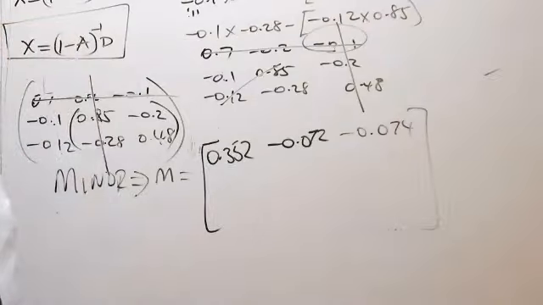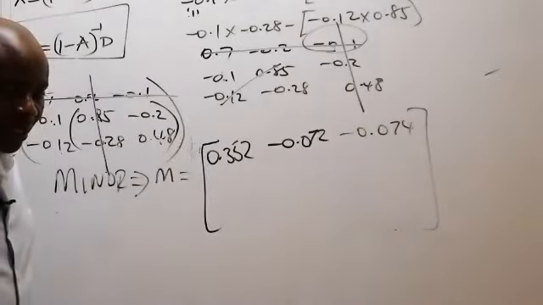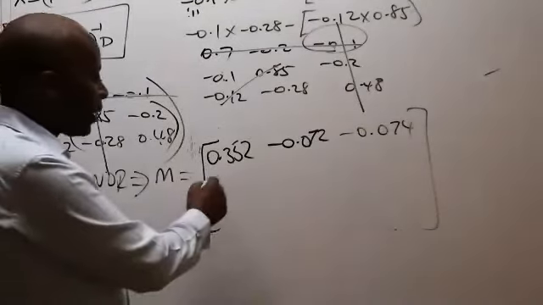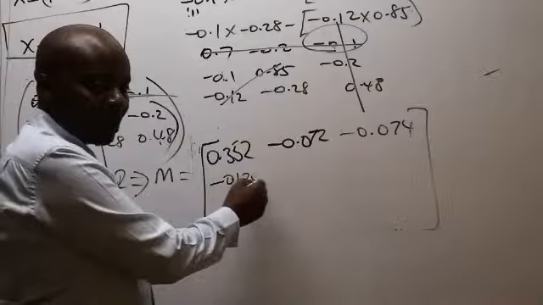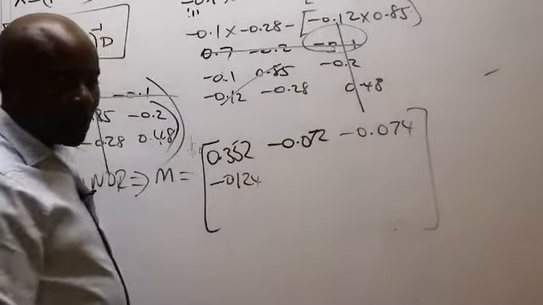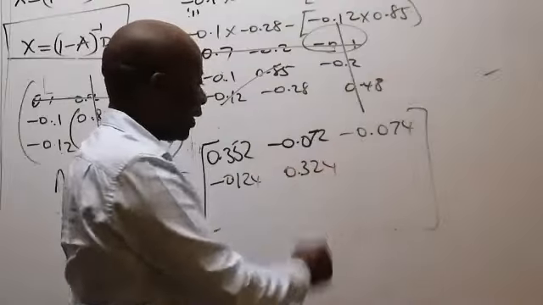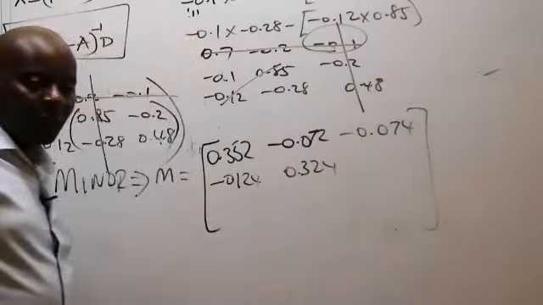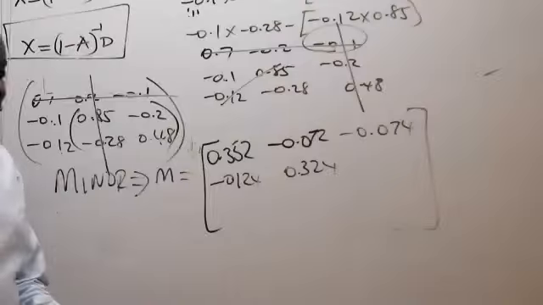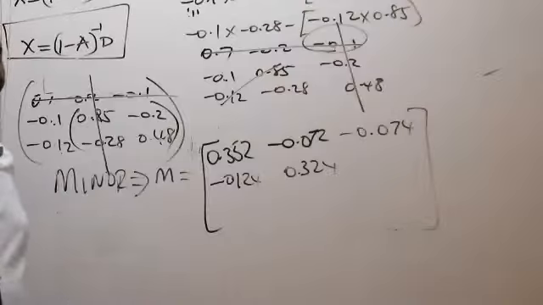And then now Lucy is giving us minus 0.124 here. Thank you very much. James is giving us 0.324 there, the fifth one. So please finish up all of them.